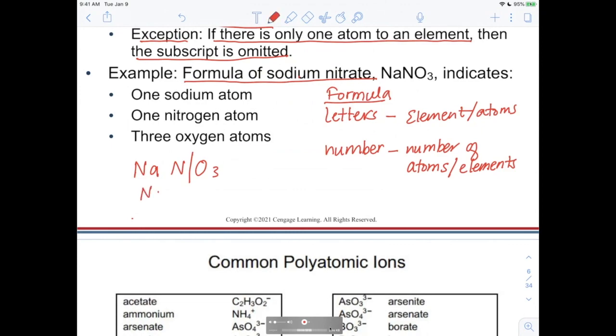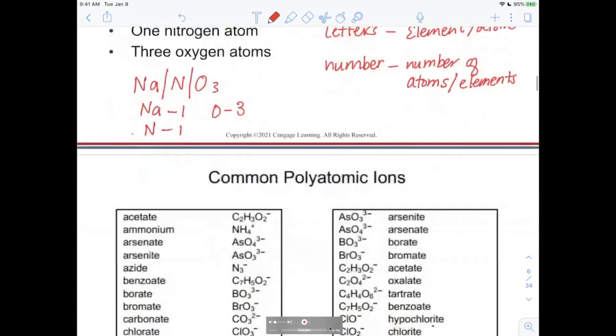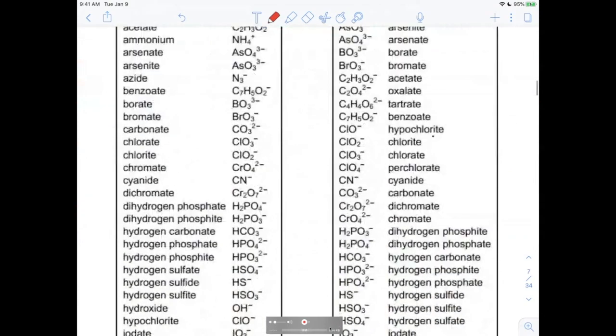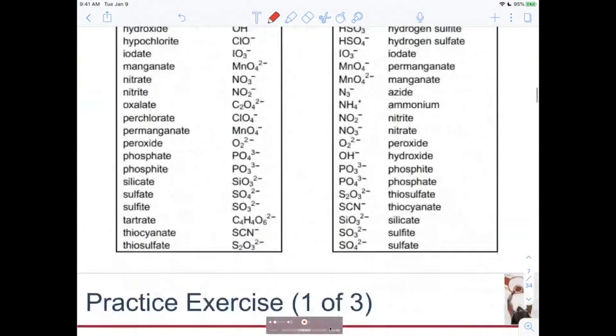So, as far as the number of Na, sodium atoms are concerned, we only have 1. Number of nitrogen atoms, we have 1. Number of oxygen atoms, we have 3. Okay? So that's how I look at this. They're not asking us to name it, just to indicate the number of atoms. Once again, as needed, you have this list, which I found online. Feel free to use it.